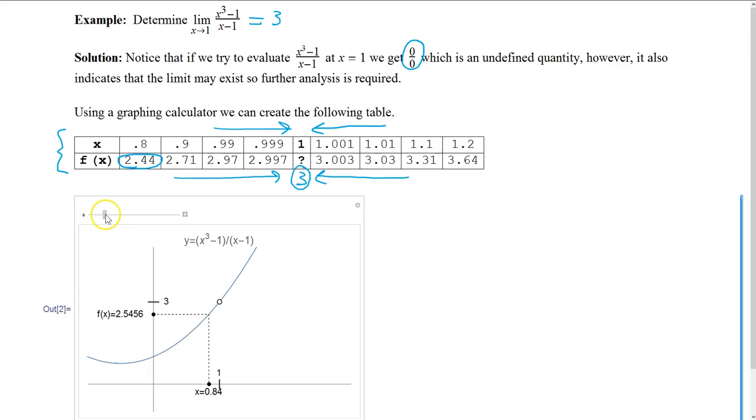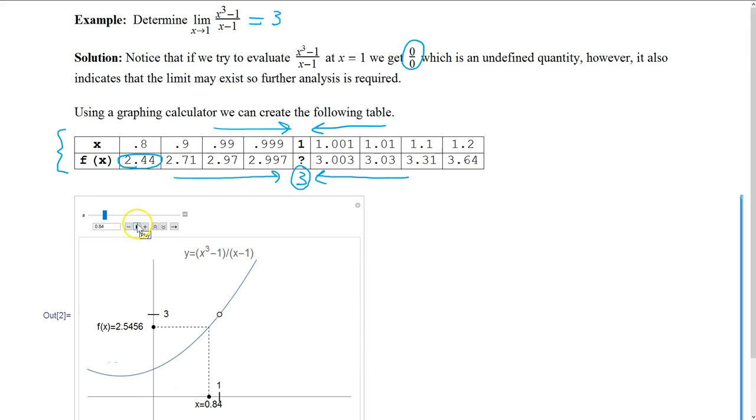So it does look like, as x is approaching 1 from the left, the function values you see are getting closer to 3 on the y-axis. And the same thing if we approach 1 from the right side, it looks like those function values are getting closer to 3 as well. So no matter how we approach the number 1, it looks like our function values are getting closer to 3. And so that's what we would declare this limit to be.